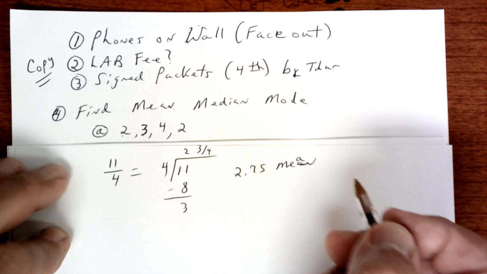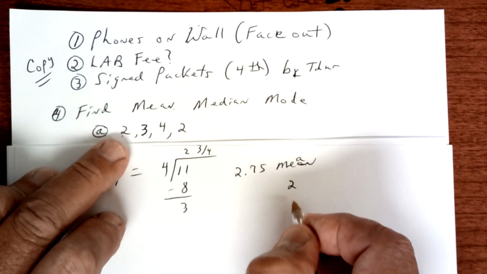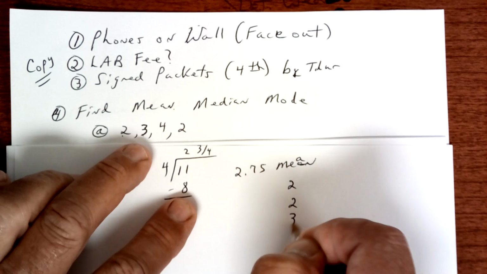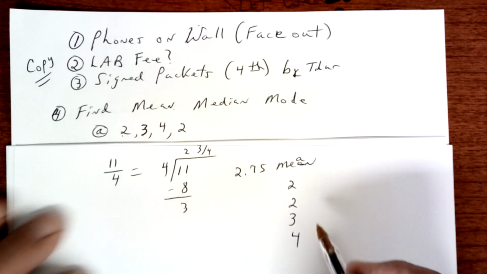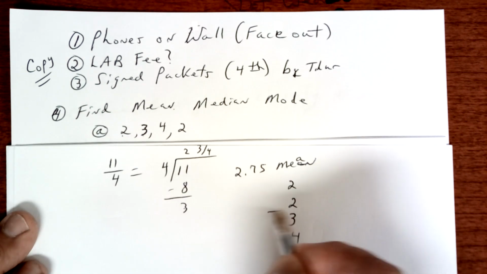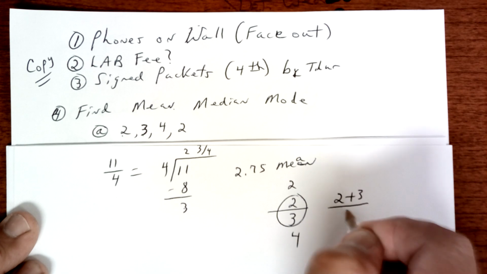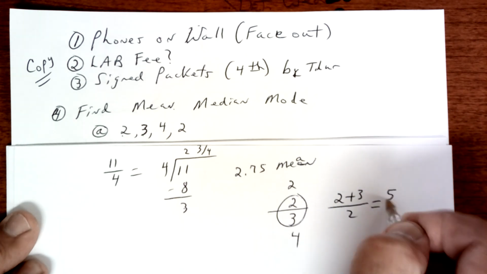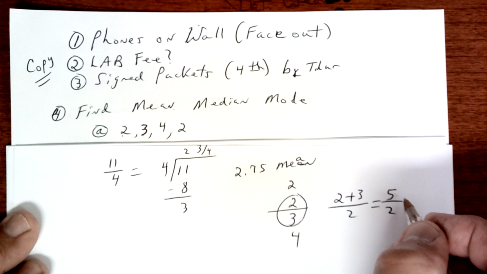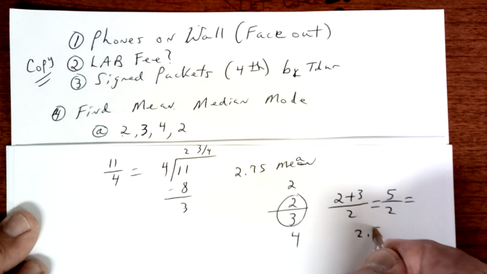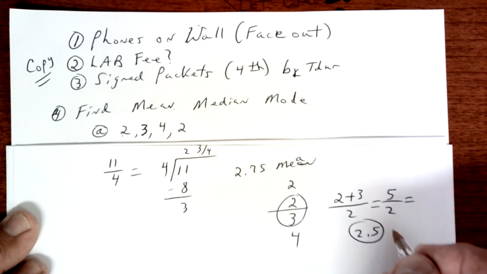The median, you have to line them up. So here you're going to put 2, 2, 3, and 4. There's not one in the middle. So you got to add up these two and divide by 2. So it's 5 divided by 2, which is 2.5. So 2.5 is called the median. Write that down and put a star by it.